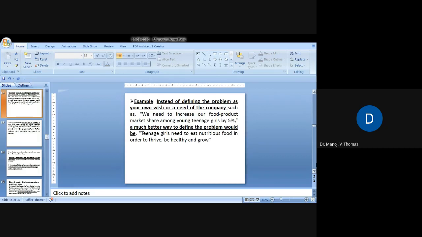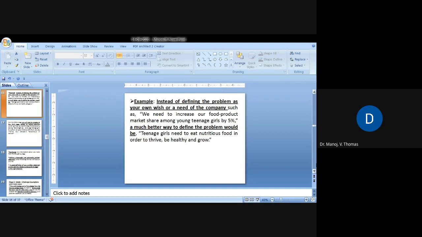So for example, instead of defining the problem as your own wish or a need of the company, say for example, we need to increase our food product. A food producing company might say we need to increase our food product market share among young teenage girls by 5%. But instead of that, a much better way to define the problem would be: teenage girls need to eat nutritious food in order to thrive, be healthy and grow. So there, even though it is the same problem, like we want to increase our sales and make more revenues, it has been put in a different way.